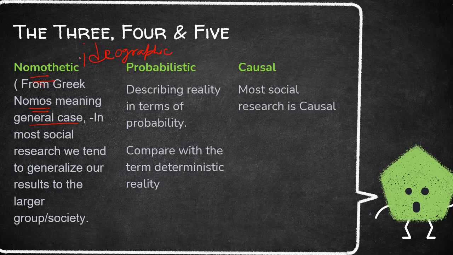So in research, or rather I should say social research, is interested in nomothetic. So it's more about generalizing. So we tend to generalize. We are always interested in generalizing our results. Next is a big idea about, let's say, probabilistic.